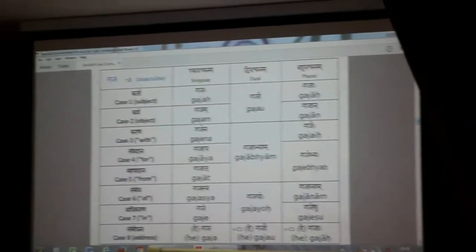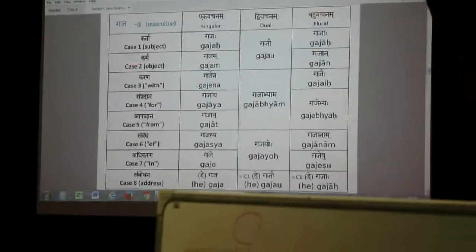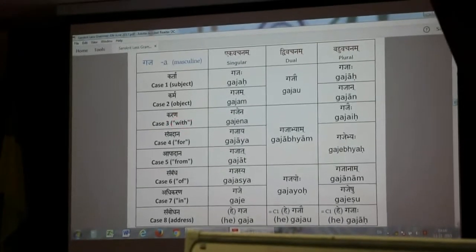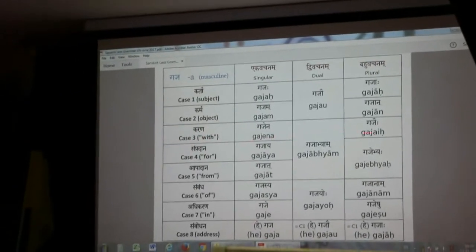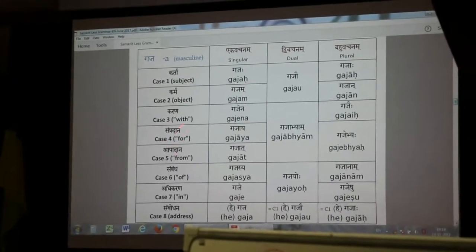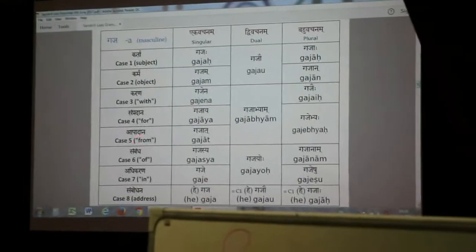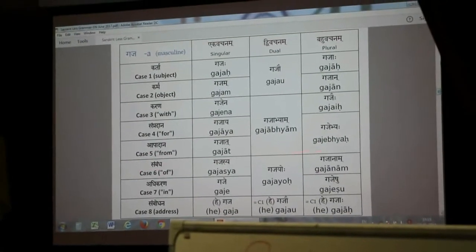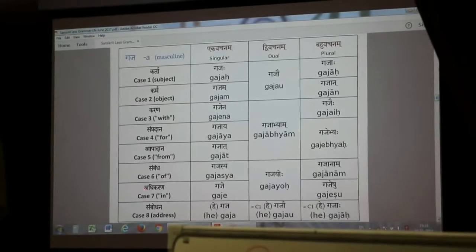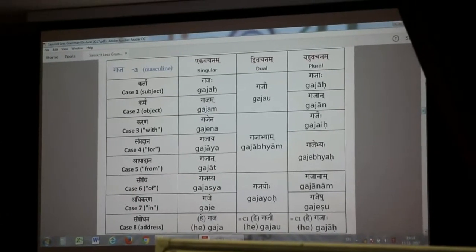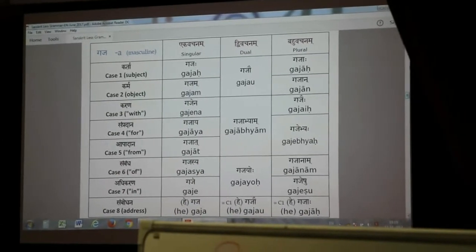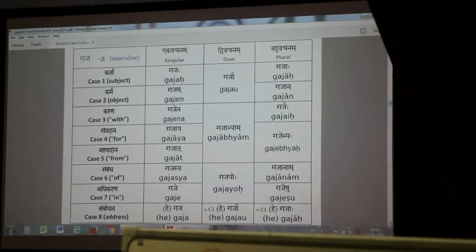The first row is with karta, the second is for karm, the third is for using with a preposition, the fourth is for using "for" as a preposition, the fifth is for using "from" as a preposition, the sixth is "of", the seventh is for "in", and the eighth is for addressing someone. So actually these are 8.